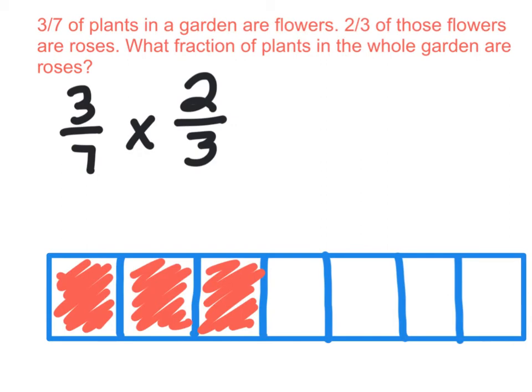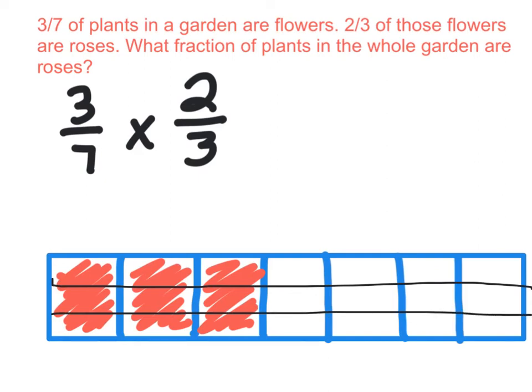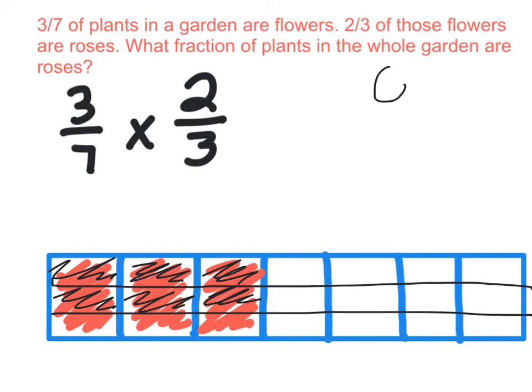Then I'm going to go ahead and color in my 2/3. So I'm marking my boxes for thirds and then coloring in 2 of them. So I can see, once again, I have 6 boxes that are both red and black, and my total number of boxes is 21.